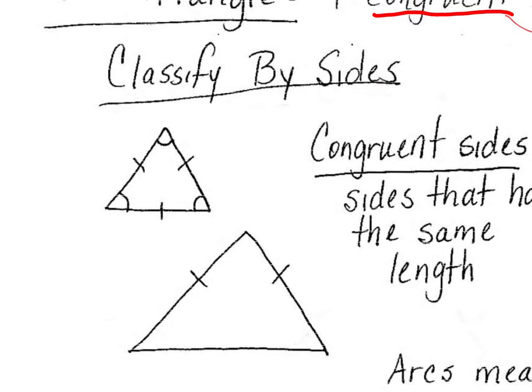So look at this first one. Do you see the hash mark here, here, and here? Notice how they all have 1 on them? That means that they are equal to each other. Do you remember what a triangle is called when it has all 3 sides that are equal? Carly? When all 3 sides are equal, it's called equilateral.